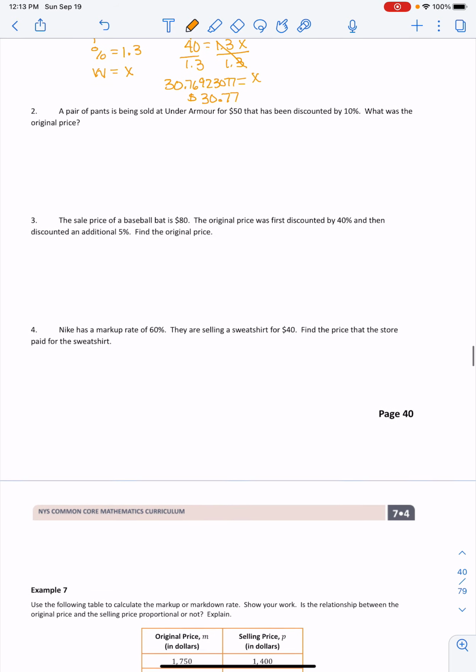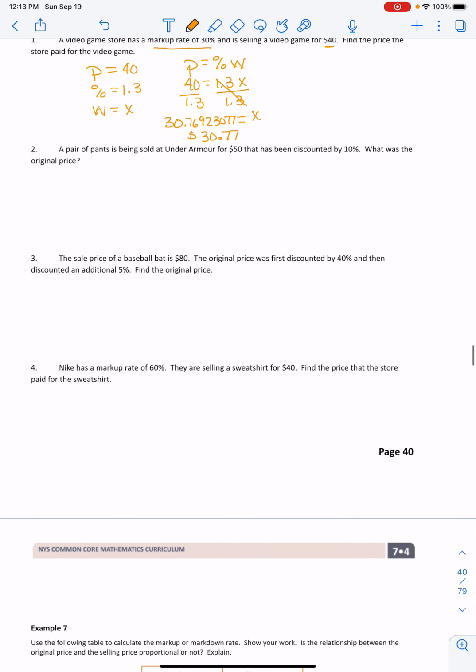Number two, excuse me, a pair of pants being sold at Under Armour for $50 that has been discounted by 10%. What was the original price? So in other words, we're going to subtract 10 from 100. So that's 90%.